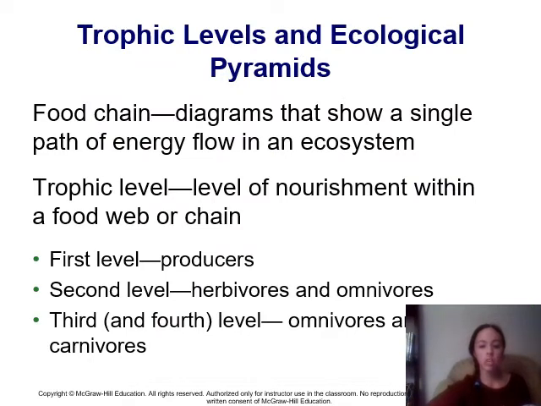To study the predator-prey relationships of animals, ecologists break down the food web into food chains, which are the dietary relationships between a single line of species. There are going to be many food chains within a food web. Each animal involved in the food chain represents a trophic level. The first trophic level is the producers. The second trophic level is the herbivores and omnivores. And the third and sometimes fourth trophic level will include omnivores and carnivores.